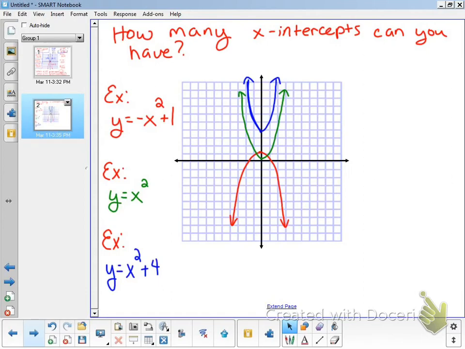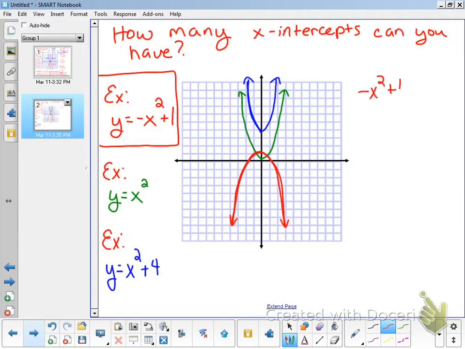So just one more thing that I want to add to this, and that is how many x-intercepts can you have? So I've color-coded these. Let's start with the first one in red. We have -x squared plus 1. Here is my graph of -x squared plus 1. All it's done is shift up 1. So how many x-intercepts does this one have? So negative x squared plus 1 equals y has 2 x-intercepts.